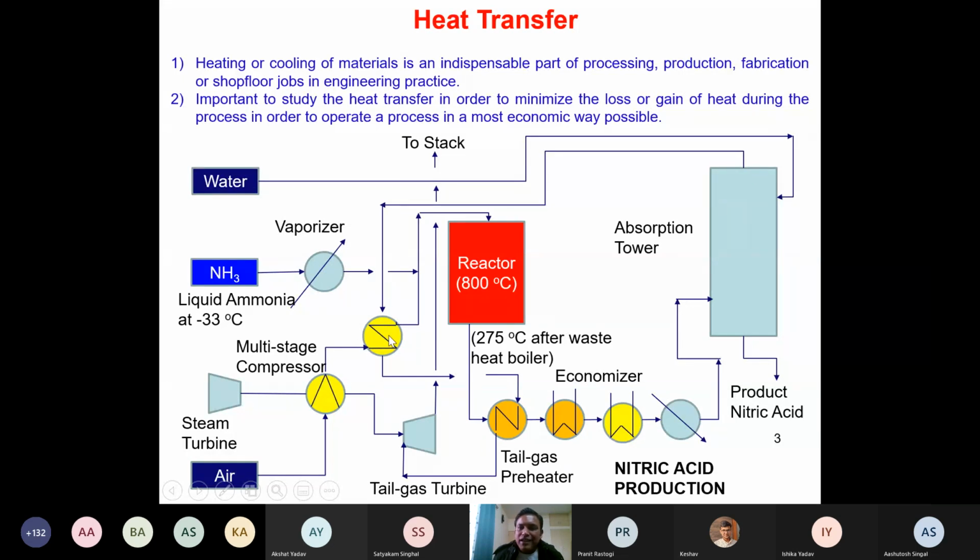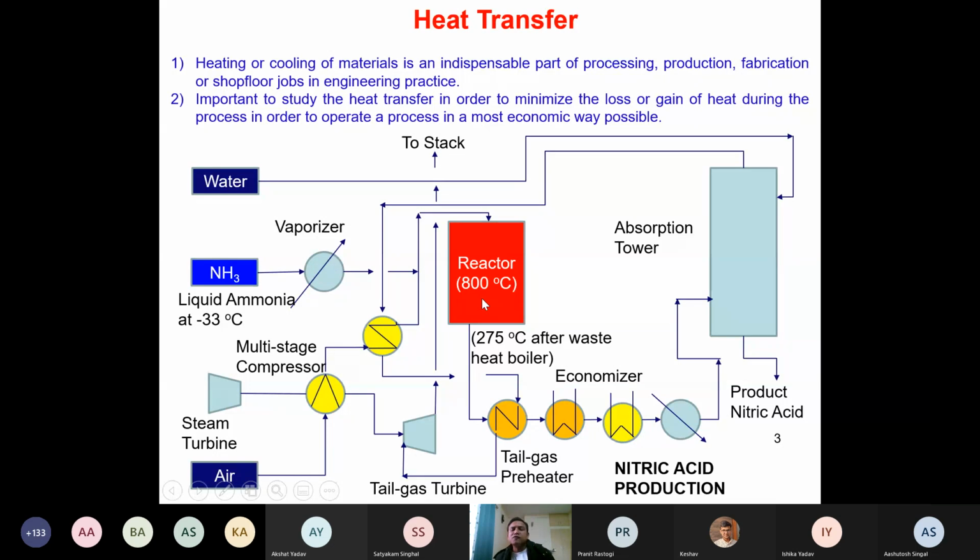So heat is exchanged with the tail gas coming out from the absorption tower, and this tail gas is then given to the tail gas preheater. Okay, so this cooled compressed air is then mixed with ammonia, and this mixture is then fed to the reactor, and in the reactor the reaction temperature increases up to 800°C.